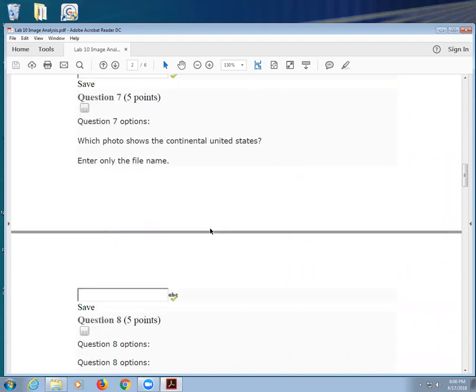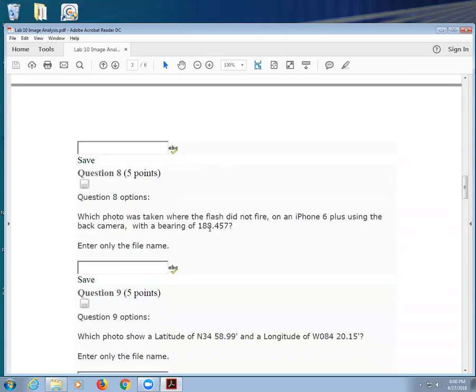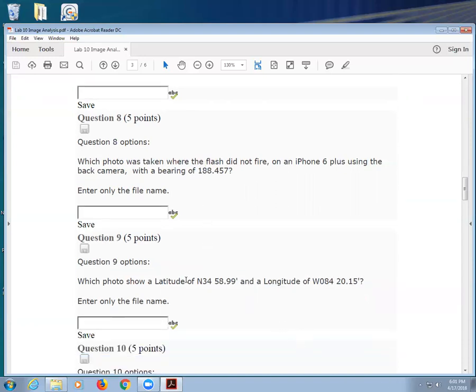Which picture shows, wait, that gives away the answer. Which picture shows the continent of the United States? Which photo was taken when the flash did not fire on an iPhone 6 Plus using the back camera with a bearing of this? That's pretty darn detailed. You should be able to find that one. I had to make sure that the iPhone 6 Plus took a lot of pictures, and for a lot of them the flash didn't fire, so I had to get enough details. So now you have to figure out how to read bearing. Latitude, longitude, you see how that works already.